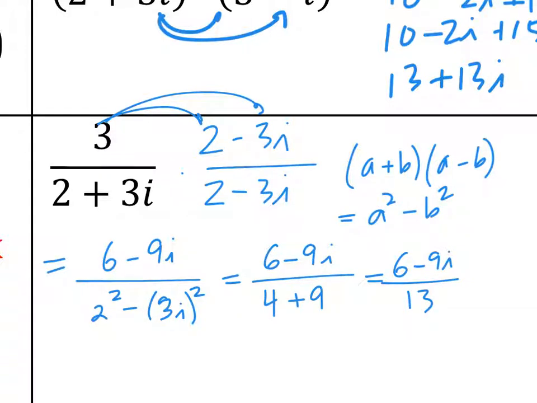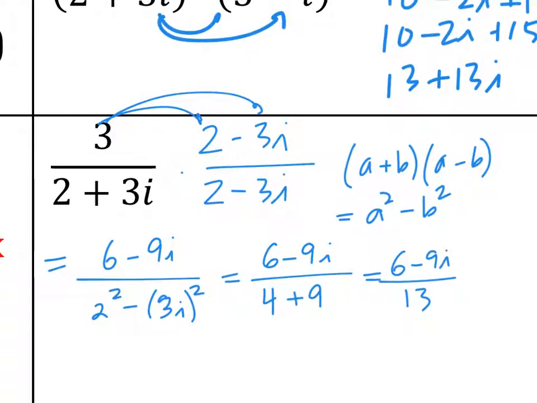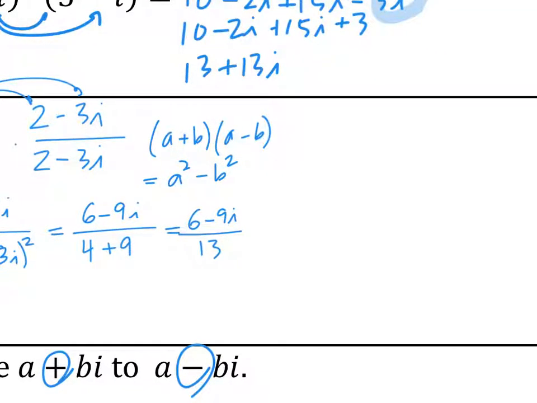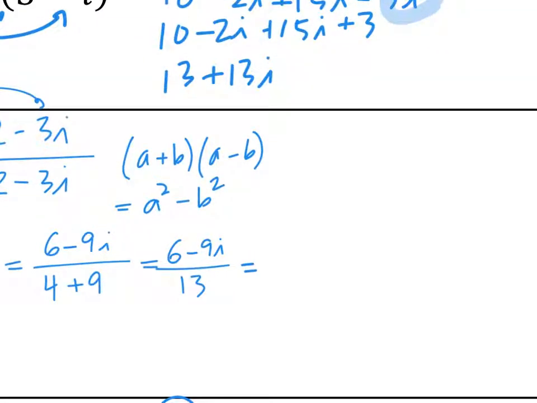Now, is this in the a plus bi form? Kind of, but not really. In the true a plus bi form, it will be 6 over 13 minus 9 over 13i. I'm not super picky with that, but just know that if you do want an a part and a b part to this whole thing, then you have to split that denominator.